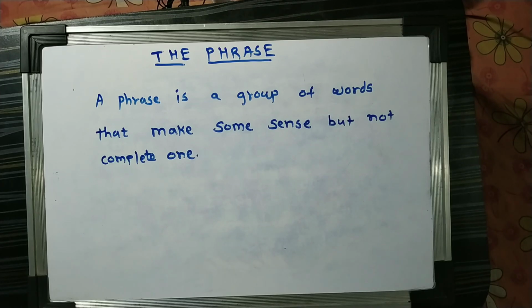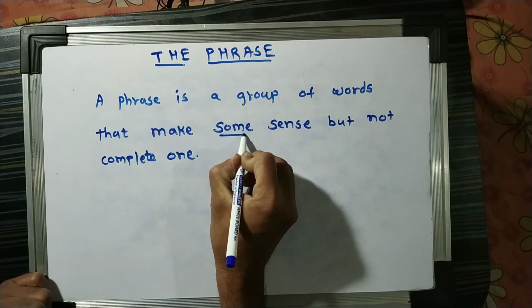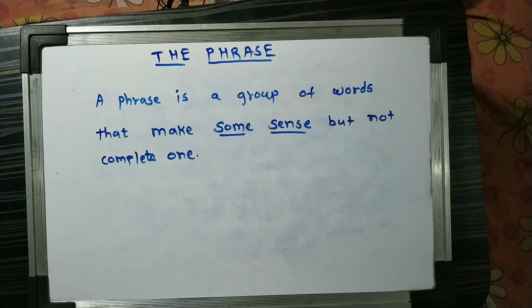After having understood what is meant by sentence, let's understand what is meant by phrase. The definition of the phrase is written on the board. Let me read the definition of phrase for you. A phrase is a group of words that make some sense but not complete one. Let me read once again. A phrase is a group of words that make some sense but not complete one.